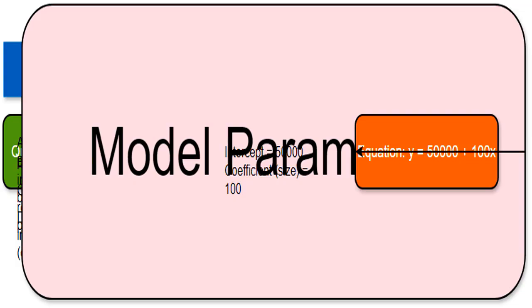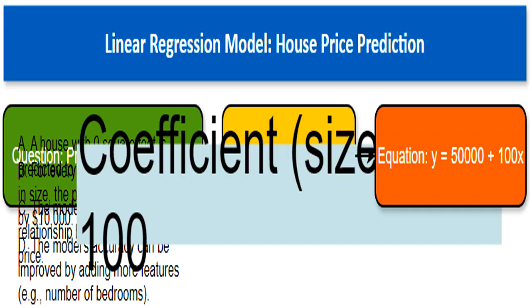I interpret this as the base price. Imagine a tiny house with 0 square feet. It still has some value, right? This intercept represents that starting value, $50,000. This tells us how much the price increases for each additional square foot. For every extra square foot, I add $100 to the base price.